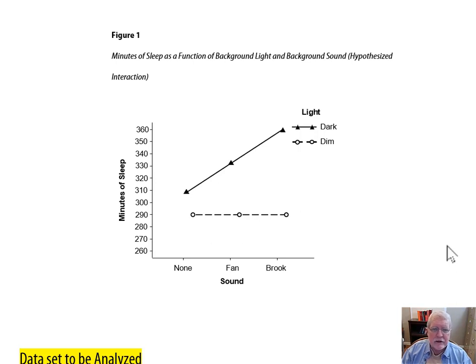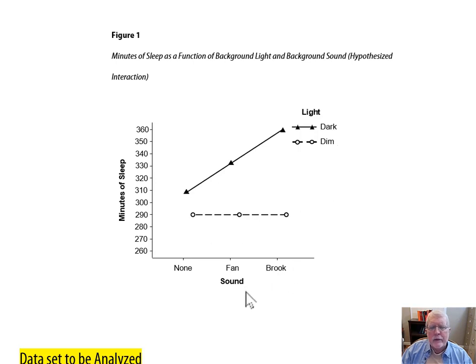actually conducted the investigation. One of our independent variables was sound, the sound made by the sound generator. It had 3 conditions, none versus fan versus brook. One of our independent variables was light. It involved either a dark condition or a dim condition.